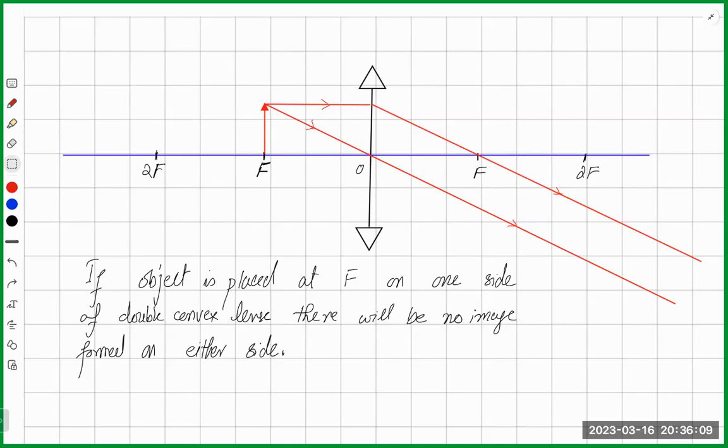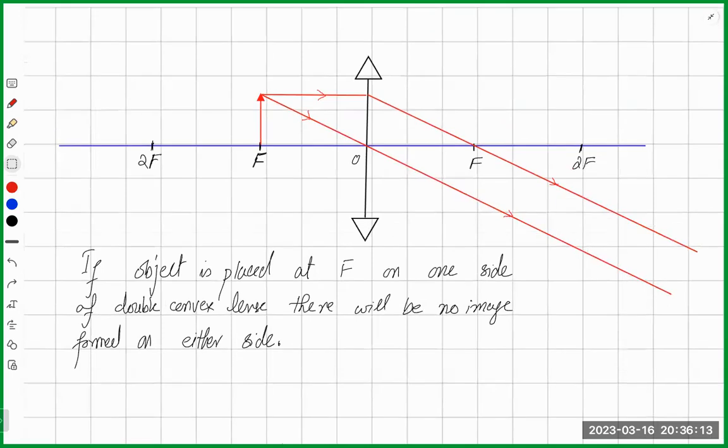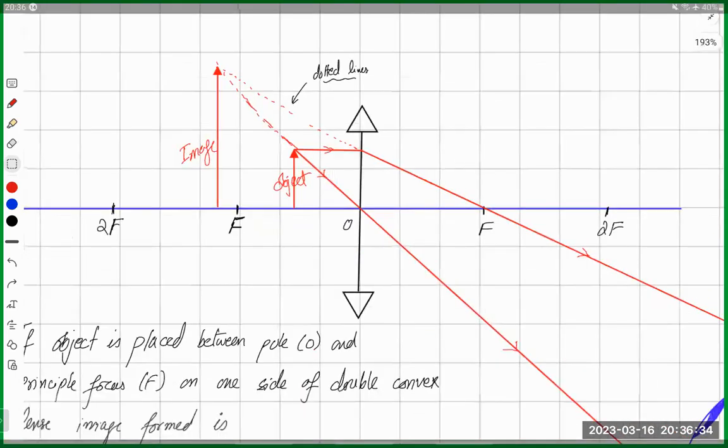Now, what do you think we are going to do next? We are now going to place an object between F and the optical center. Remember, we started by putting an object behind 2F. Then we put an object at 2F. Then we put the object between F and 2F. Then we put the object on F. Now we are putting an object between F and O.